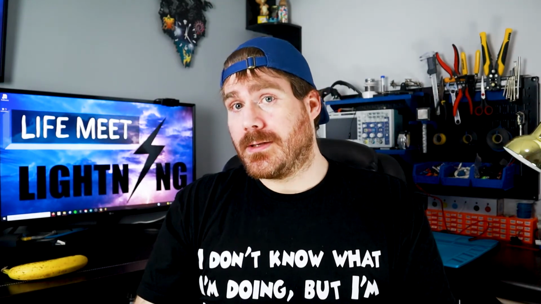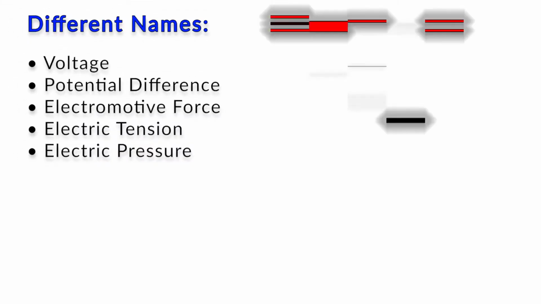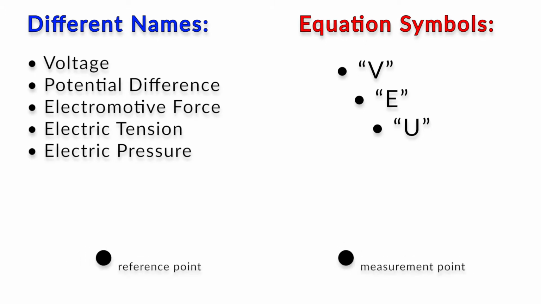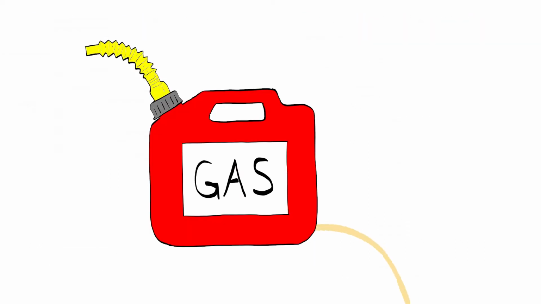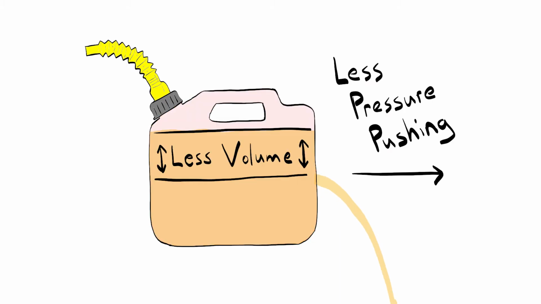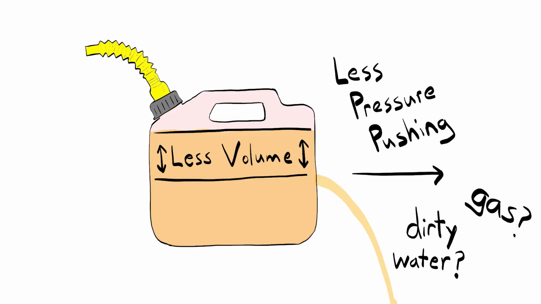First, there are a lot of different names and equation symbols we use for voltage. Here are a few. They all basically mean the same thing and refer to the potential difference between 2 points. In our container analogy, we've been thinking in terms of draining the liquid from the base of the container. What would happen if we drained it from the middle of the container? There would be less pressure because there's less volume of water above that point compared to the lower hole.